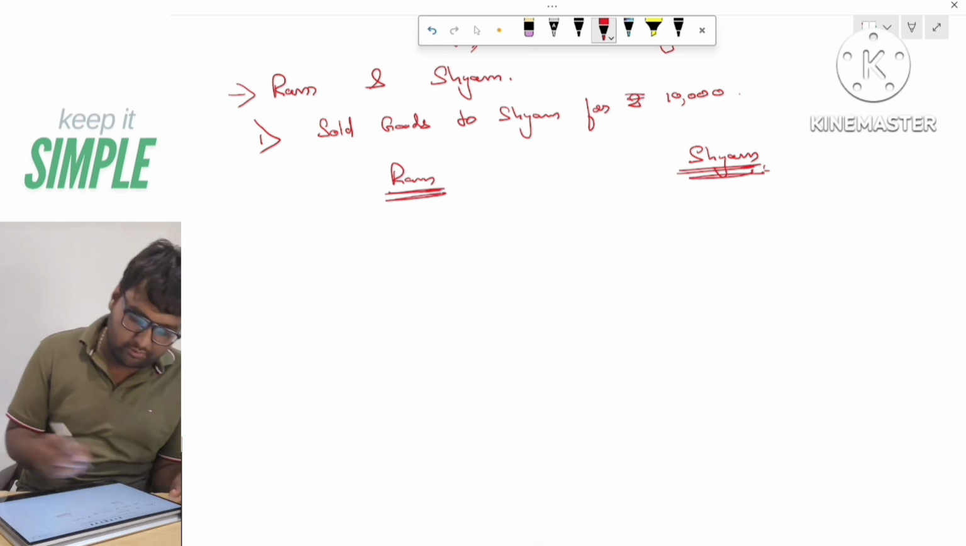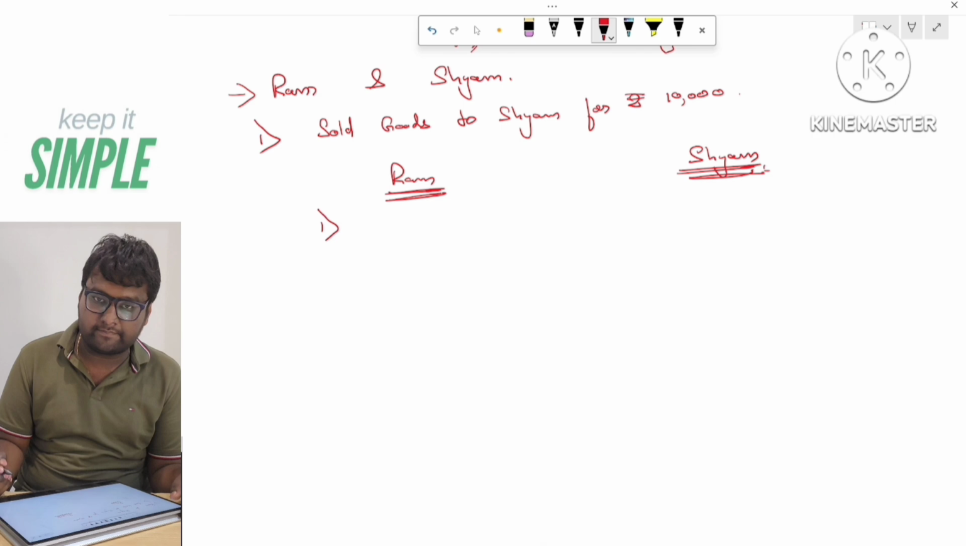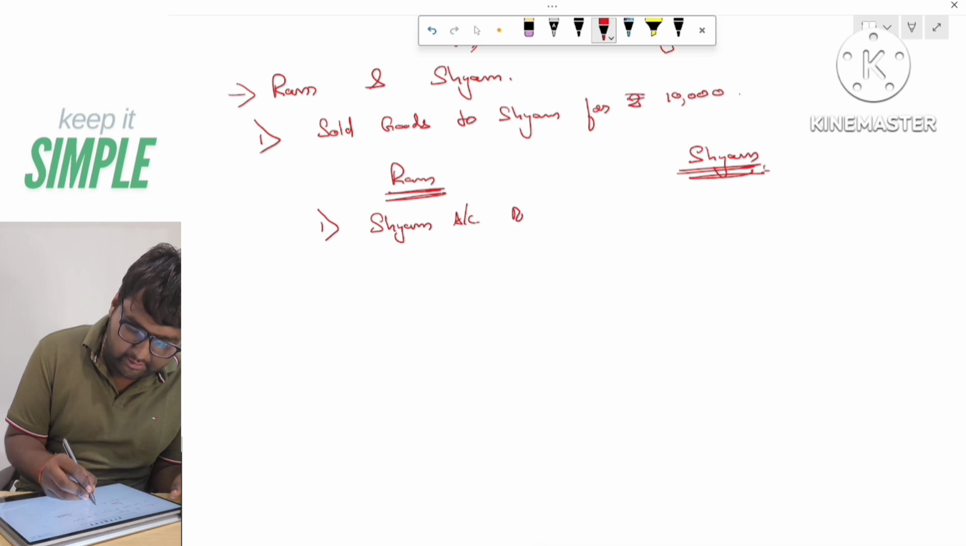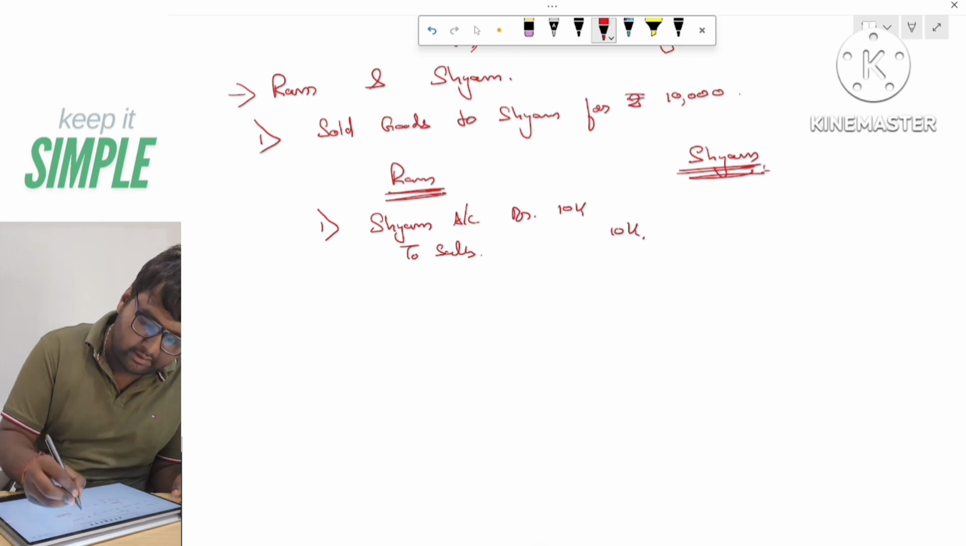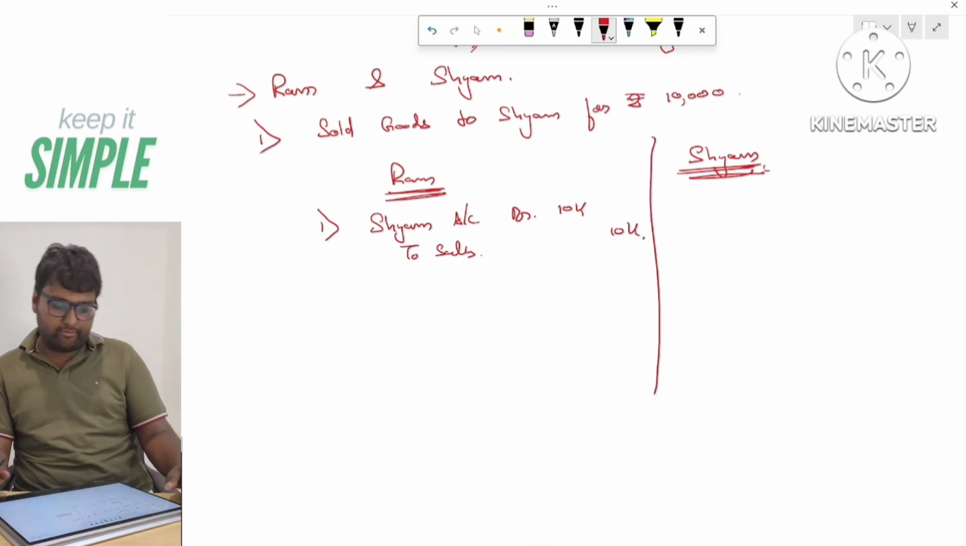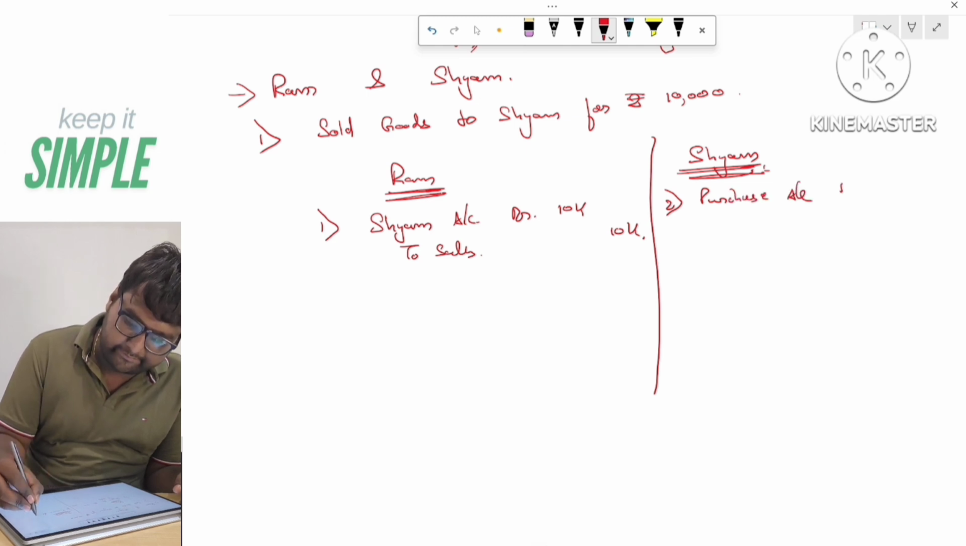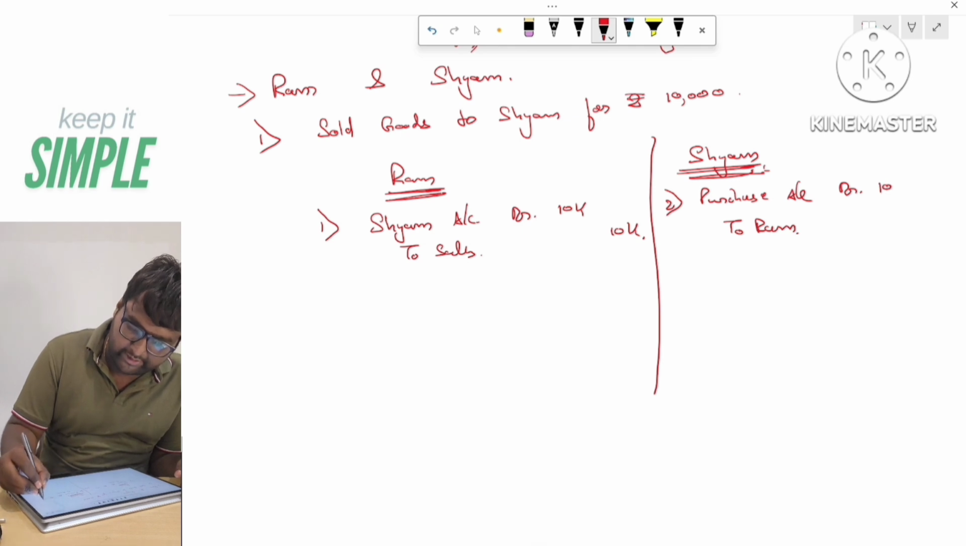Okay. So what will be the entry in the books of Ram? Shyam account debit to sales, 10,000. And what will be the entry in the books of Shyam? It will be purchase account debit to Ram. Amount will be 10,000.